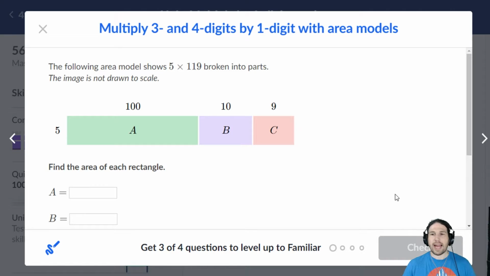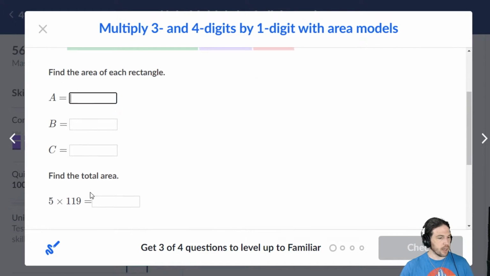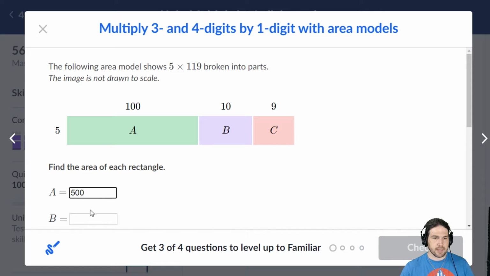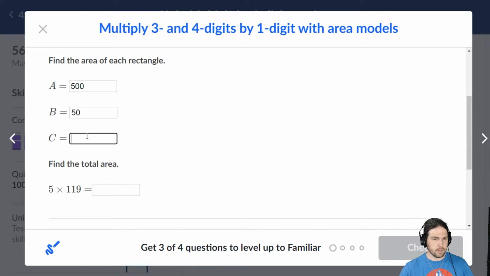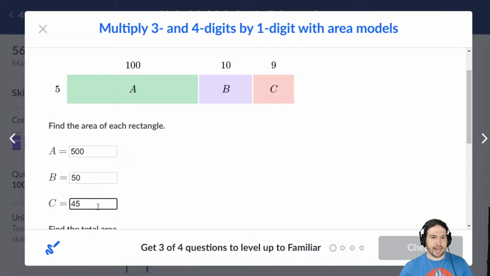So now we have this number here, 119, again broken into parts: its hundreds, plus its tens, plus its ones. And again, we're going to do the exact same process of finding the areas of each of these rectangles and then adding them together to make one single sum. So it looks to me like 5 times 100 is 500, 5 times 10 is 50, and then 5 times 9 is 45. So what I get is 595.